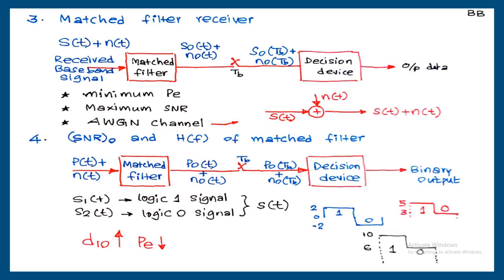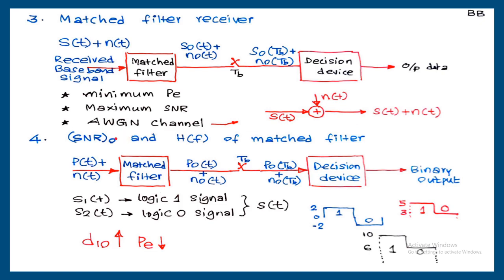Remember, all matched filters are optimum filters, but all optimum filters are not matched filters. Matched filter is a subset only. Under matched filter, we are considering only one noise, that is additive white Gaussian noise. So it's more difficult to implement optimum filter compared to matched filter. When you are implementing matched filter, we just want to consider only one type of noise, that is additive white Gaussian noise.